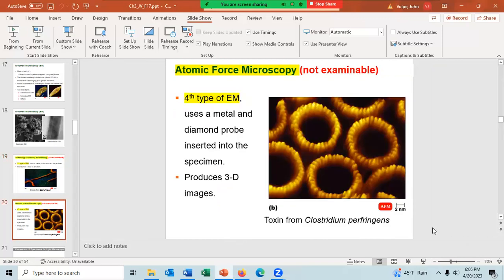And then the fourth type of electron microscopy is atomic force microscopy. It uses a diamond probe touching the specimen, and it produces 3D images of the specimen.